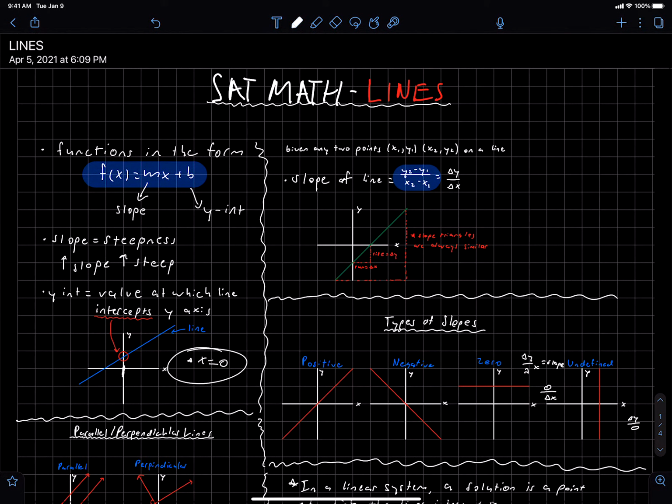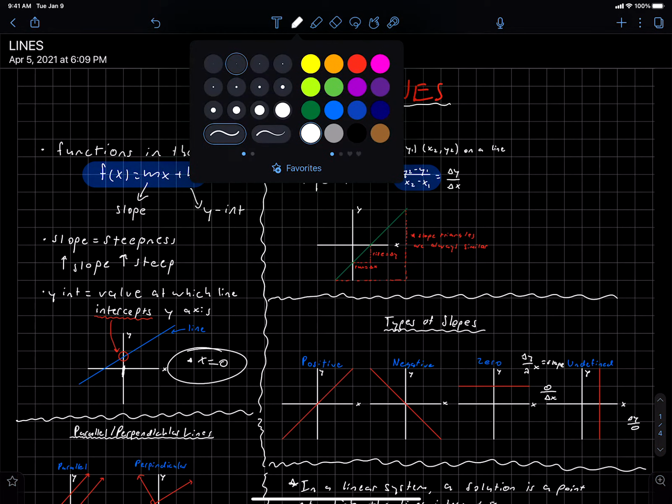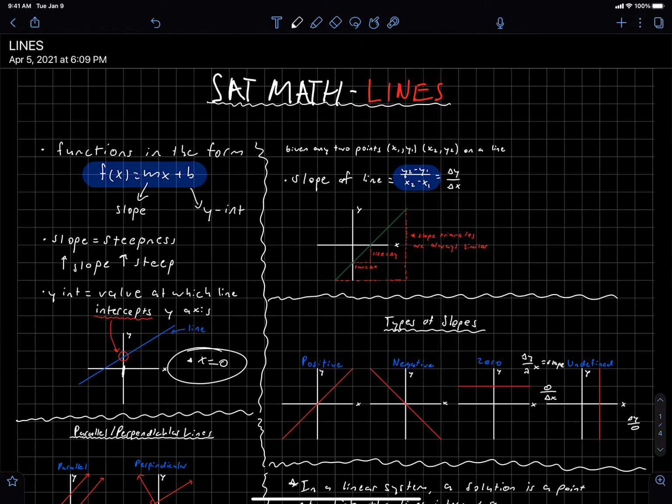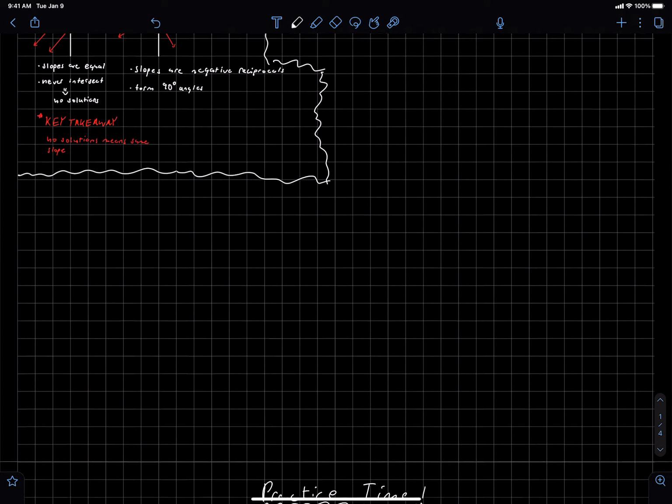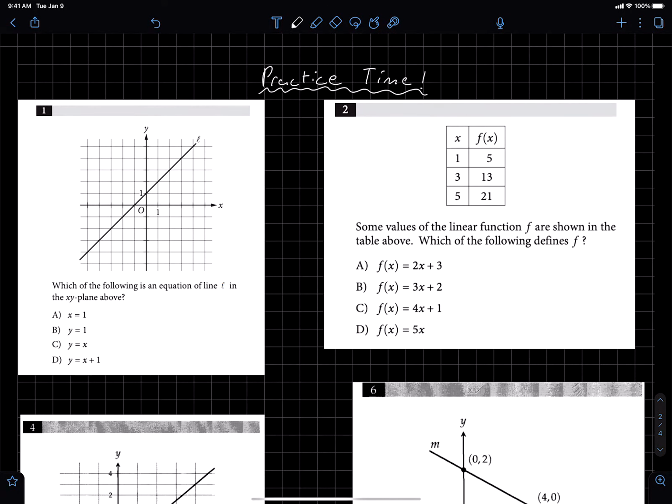So now let's go ahead and jump into some practice problems. Let's see how we can apply this knowledge into real test problems that have been administered.